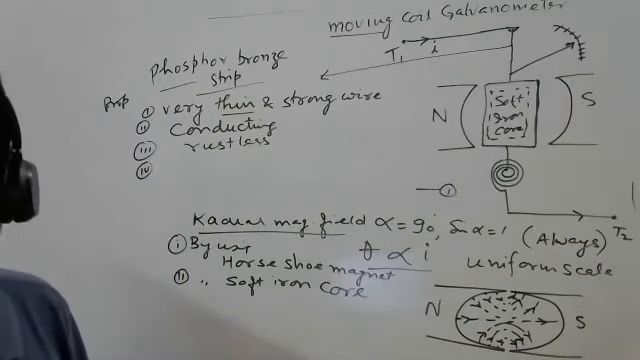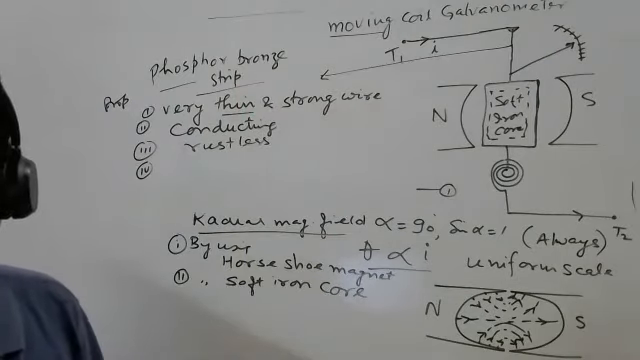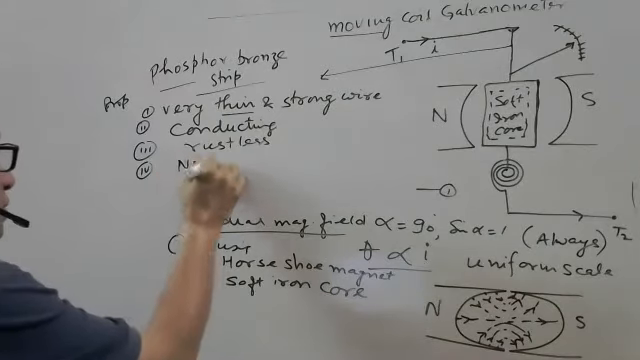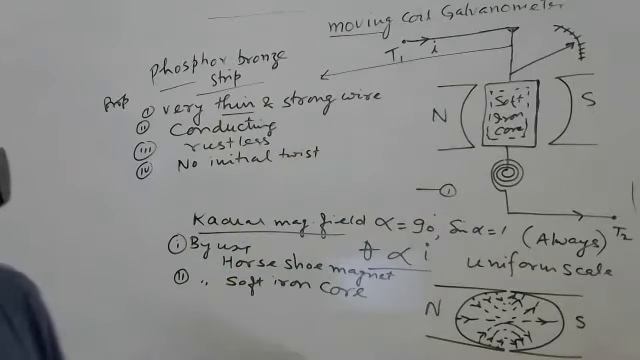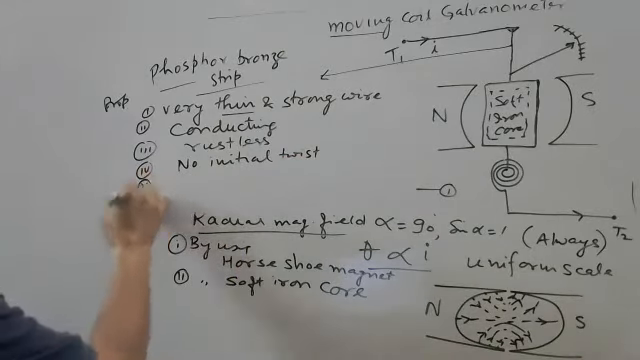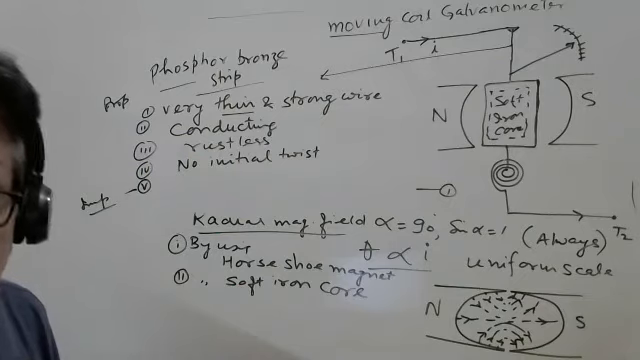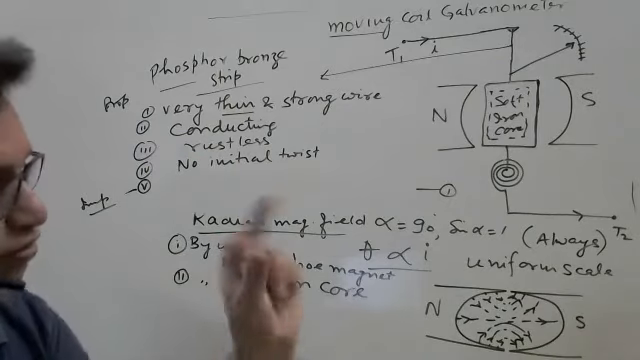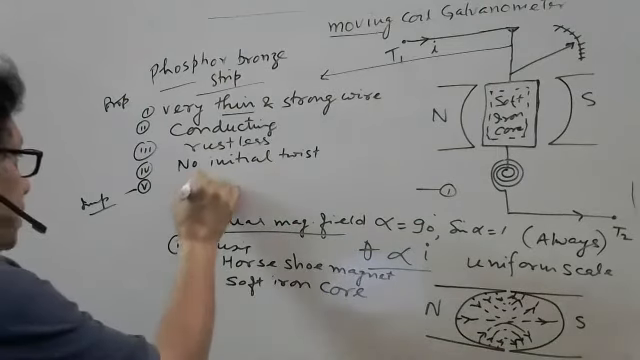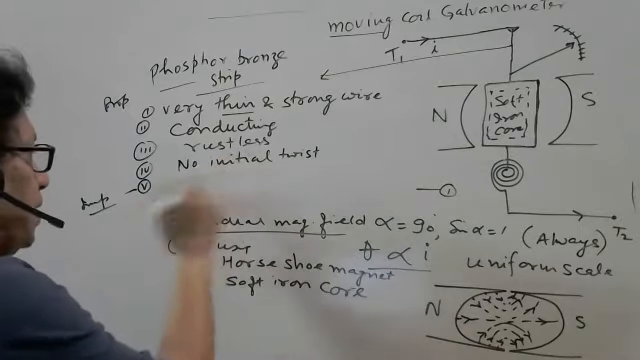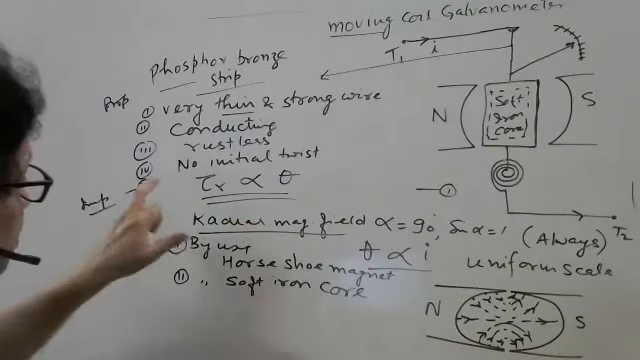More important here, the initial twist must not be there. Otherwise, it will give you a wrong reading. No initial twist. It means whenever current is zero, there must not be any twist here. Very important property here: the deflection is directly proportional to current. The twist here is directly proportional to current. Got it? Rather, you can say the restoring torque is directly proportional to the angular twist. This is a very important part.